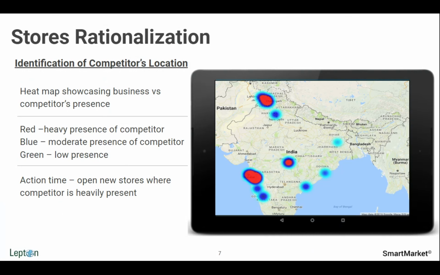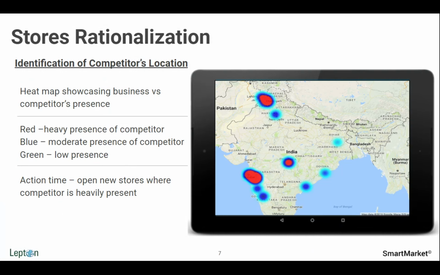Now, when you talk of understanding the business potentiality of your existing store, or rationalizing your existing store, it is highly important to know that if I'm placed in a certain location where my competitors are heavily present, that could be the reason why I'm not achieving the business potentiality which I expect my store to reach. Second, if I'm opening a new store, I would want to be located in a location where my competitors are not heavily present.